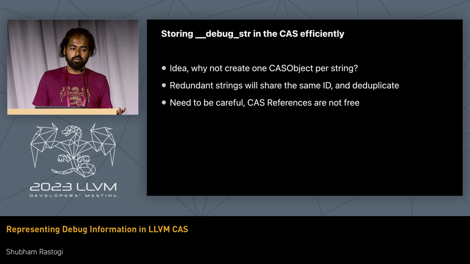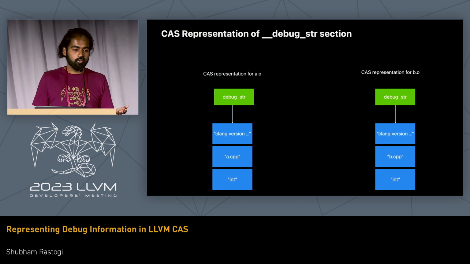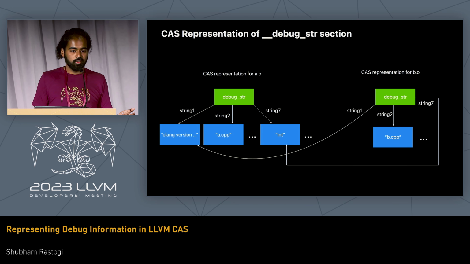So once again, this is what we had as a naive implementation. We can transform that into something like this, where now each string gets its own CAS object. Because of that, deduplication should occur, and we will actually see the CAS look like this. You can see that now the CAS representations for A.0 and B.0 do not have their own copies of the compiler version or the string int. They have a reference to a CAS object that represents that string. So here we have achieved deduplication, because we do not store those strings multiple times.